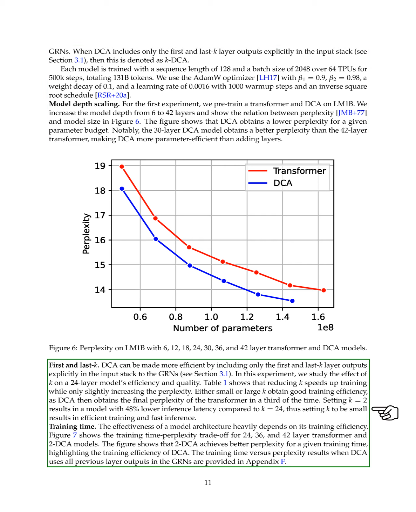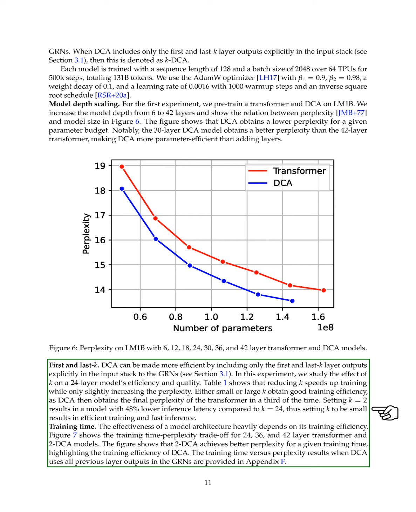We also explore the efficiency of DCA by including only the first and last K-layer outputs in the input stack. Our findings show that reducing K speeds up training with only a slight increase in perplexity. Both small and large K values yield good training efficiency, allowing DCA to reach the final perplexity of the transformer in a third of the time. Setting K to 2 results in a model with 48% lower inference latency compared to K set to 24, demonstrating that a smaller K leads to efficient training and faster inference.